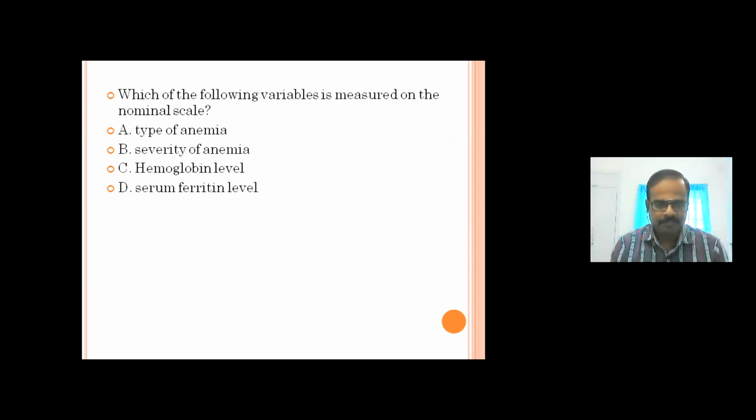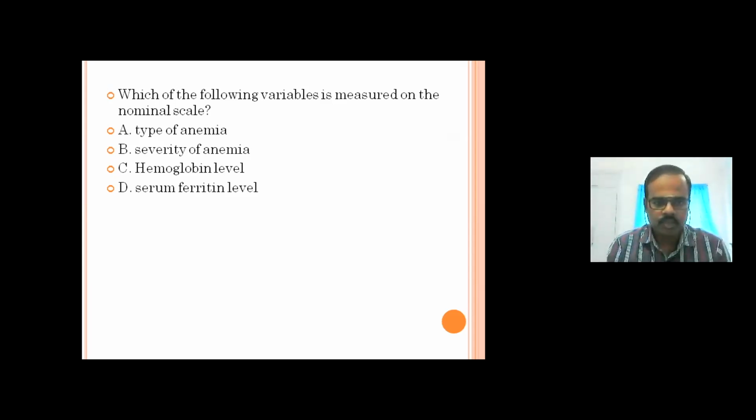Sir, there are different types of anemia. Yes, but not necessarily only two categories. You can also call them iron deficiency anemia, megaloblastic anemia. There are so many types of anemia, right? So you can have more than two categories in a nominal scale, not necessarily only two.